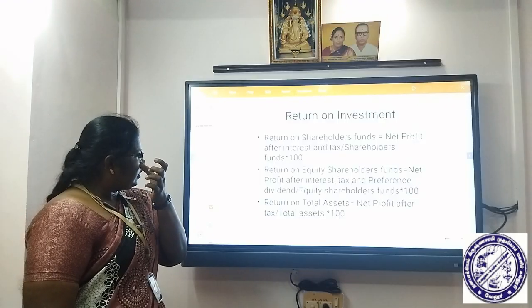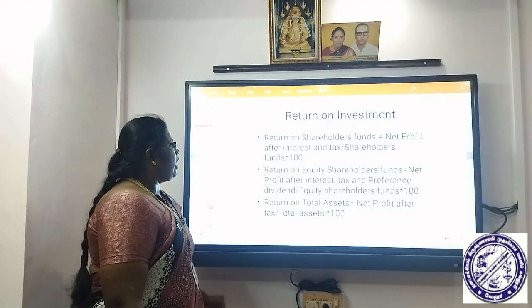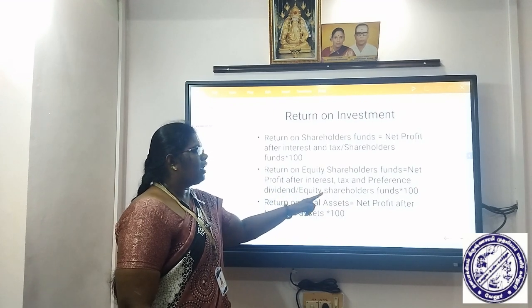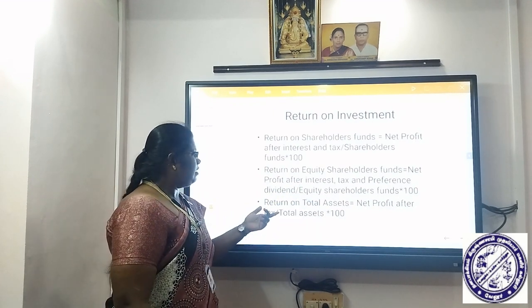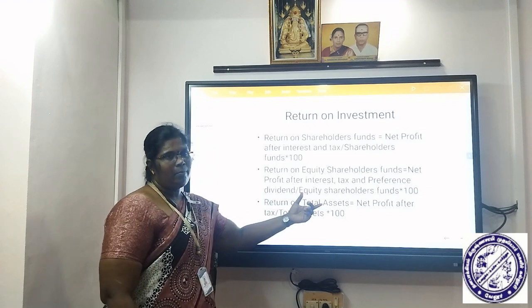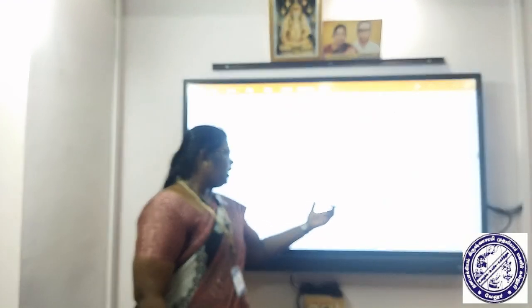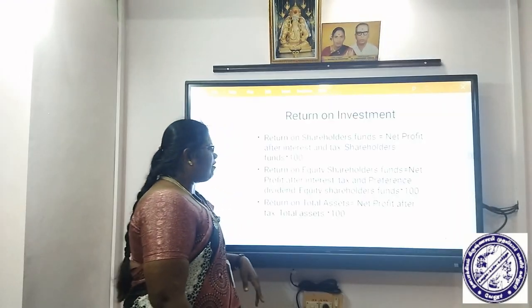Next one, return on equity shareholders fund. Net profit after interest and tax and preference share dividend divided by equity share funds into 100. Last one is return on total assets. You know what is meant by total assets? That is current assets plus fixed assets. Return on total assets is equal to net profit after tax divided by total assets into 100.